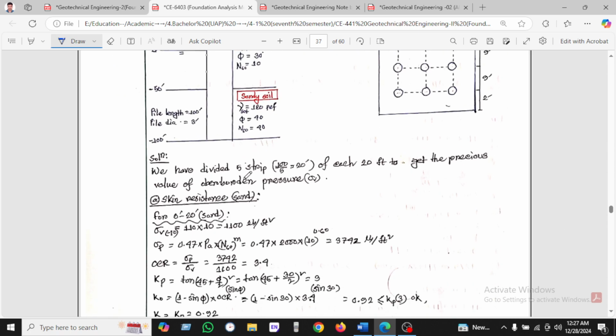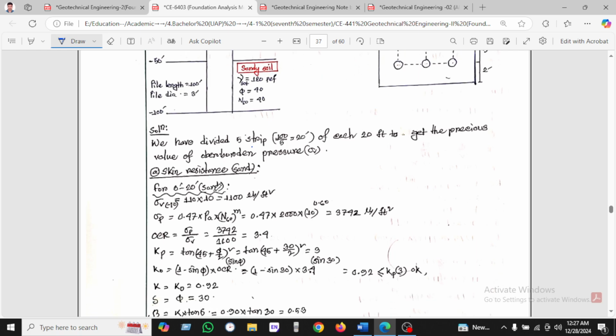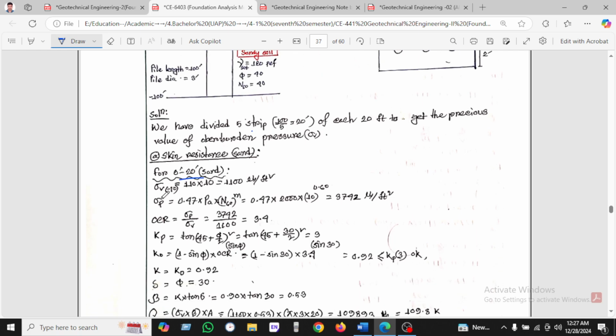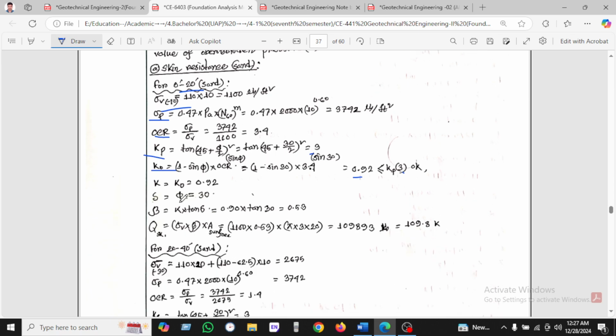is given, we have to divide into 5 strips of the piles, and the skin resistance is the same in the remainder. K_p is the overconsolidation ratio, and K_p is 3, and K_0 equal to 0.92, which is less than 3, so it's okay. So K equal to K_0, tan phi equal to 0.3, and beta equal to 0.53, and K is equal to 109.